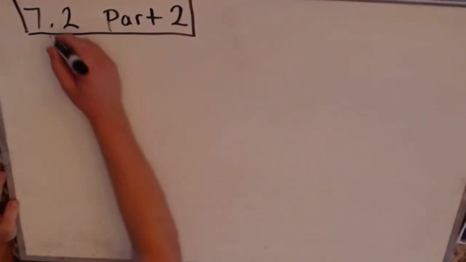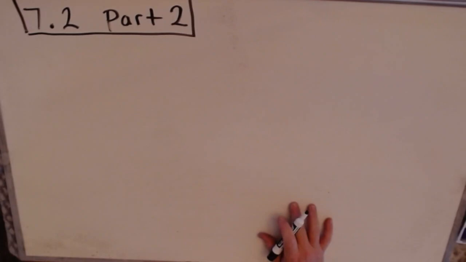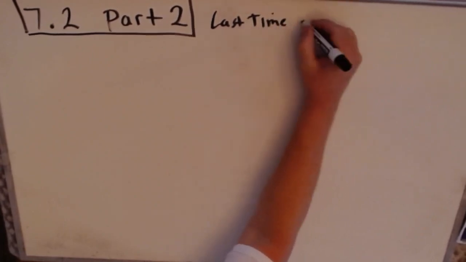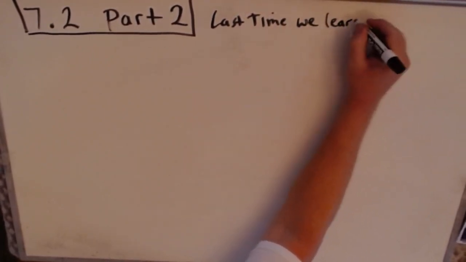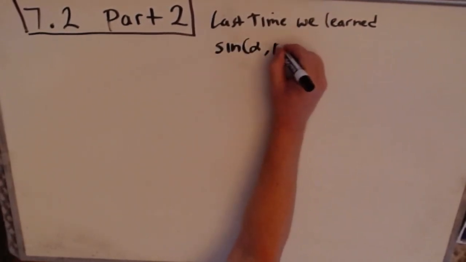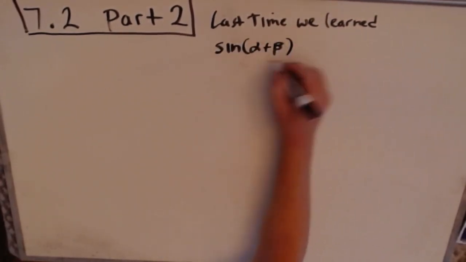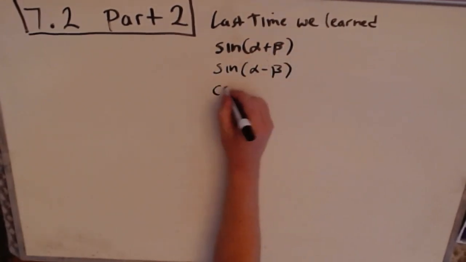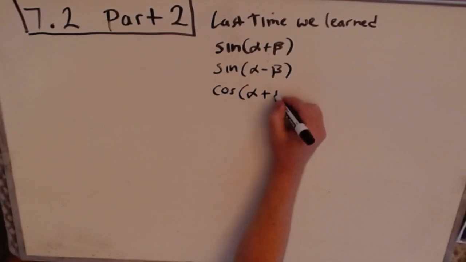Hey, Dr. J, 7.2, the second edition, second episode of the sum and difference formulas. Last time we learned sine and cosine, for both the sums and the differences.